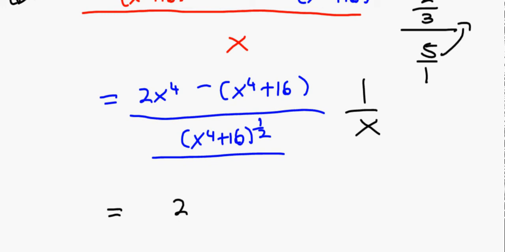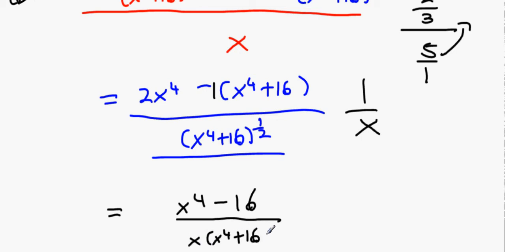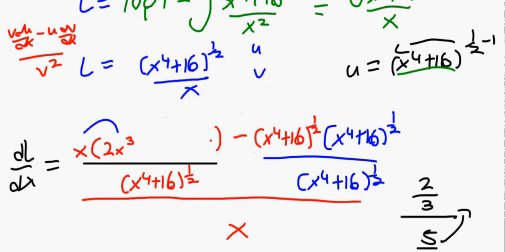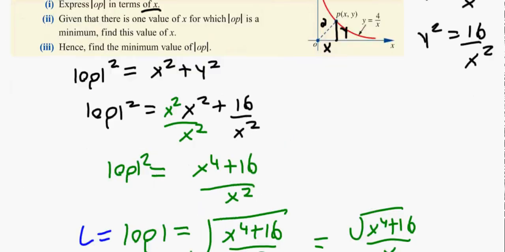2x^4 minus x^4 is going to be x to the power of 4. And then it's going to be minus 1 times 16, which is minus 16, all over x bracket x^4 plus 16 to the power of a half. And when you differentiate, it has to be equal to 0.